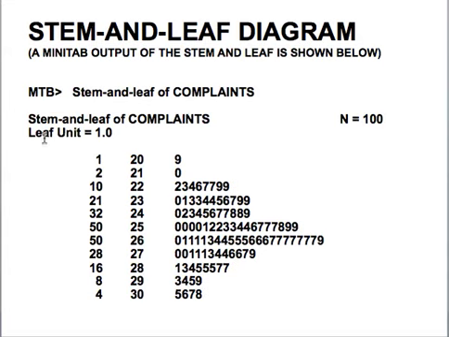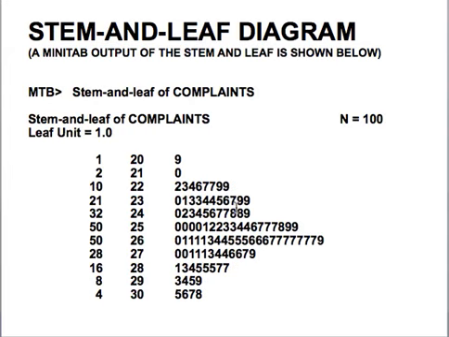Now, what's important in our stem and leaf diagram is the leaf unit. That's very important to how we interpret the digits. Here we have n equal 100, indicating that we have 100 numbers in our data set, or 100 numbers represented here in this stem and leaf diagram.